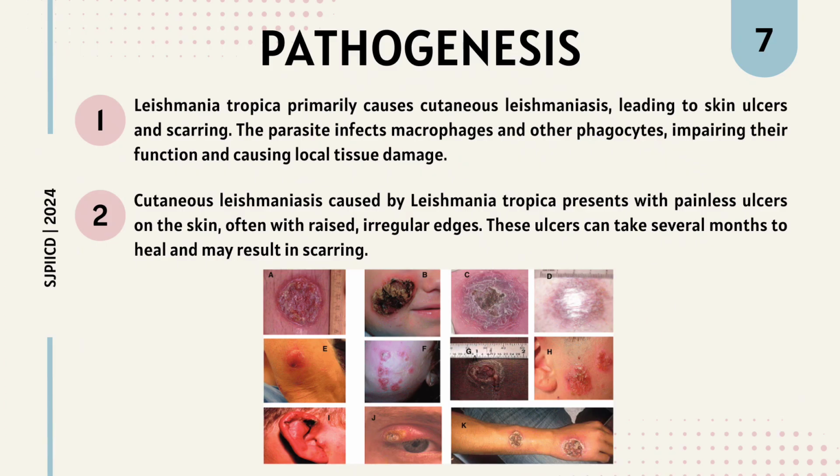Leishmania tropica is primarily the cause of cutaneous leishmaniasis, leading to skin ulcers and scarring, which are the symptoms of it. The parasite infects macrophages and other phagocytes, impairing their function and causing local tissue damage. Cutaneous leishmaniasis shows up as painless skin ulcers with raised, irregular edges. These ulcers can take months to heal and may leave scars, like here in the pictures.